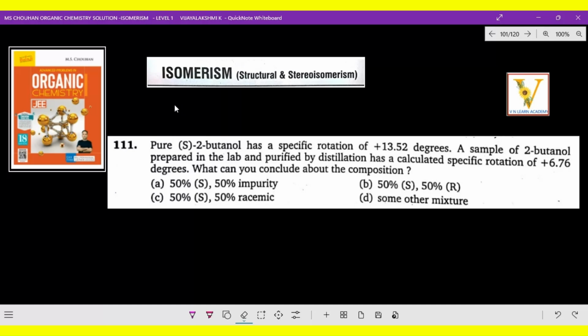Students, today we are going to see some more interesting and important questions from MS Chouhan sir's organic chemistry, level 1 questions from 111 to 120. Come on, let us discuss the first question.